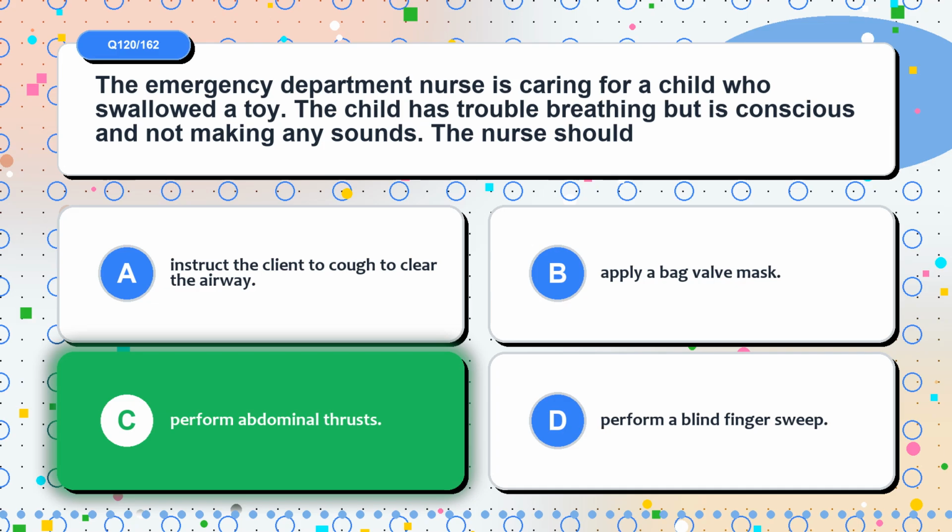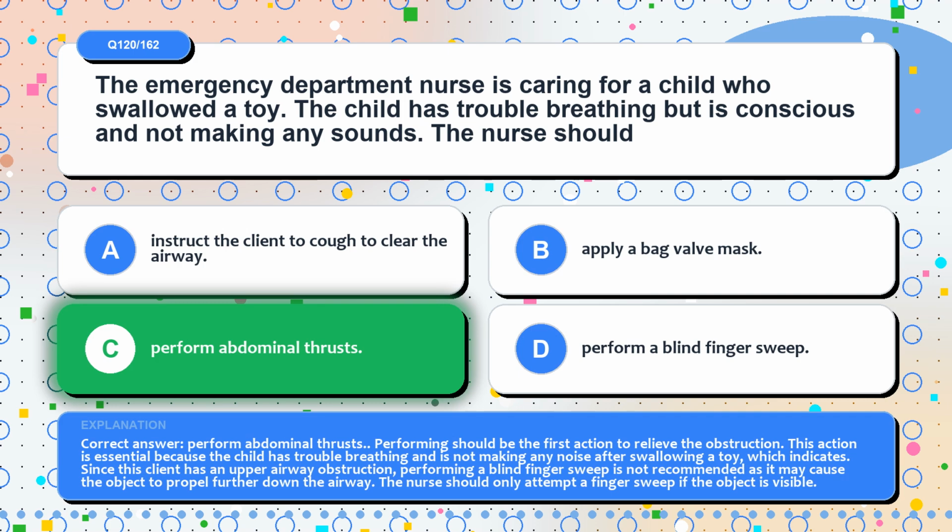The correct answer is option C: perform abdominal thrusts. Correct answer: perform abdominal thrusts. Performing them should be the first action to relieve the obstruction. This action is essential because the child has trouble breathing and is not making any noise after swallowing a toy, which indicates an upper airway obstruction. Performing a blind finger sweep is not recommended as it may cause the object to propel further down the airway. The nurse should only attempt a finger sweep if the object is visible.